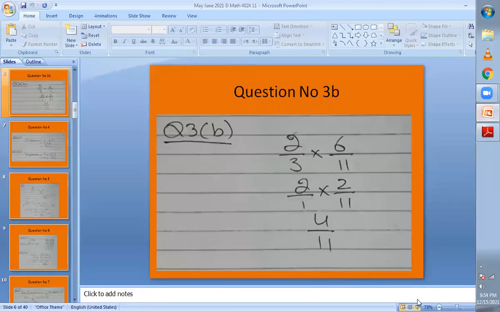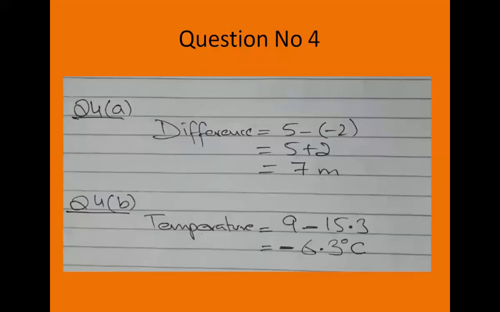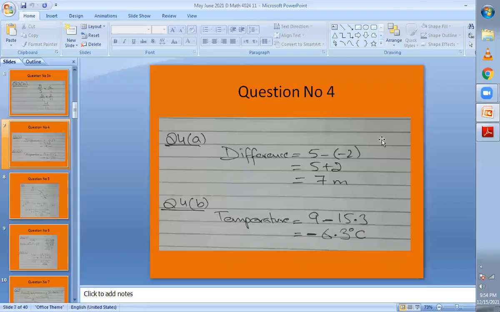Okay, so here you have to find the difference between the levels. The one level is 5 meters, the other level is minus 2. So you subtract one level from the other level, and you get the difference. So 5 minus minus 2, and because this minus will multiply with this minus, it will become plus. So you will have 5 plus 2, and that will be 7 meters. So that's how you do question number 4, the A part.